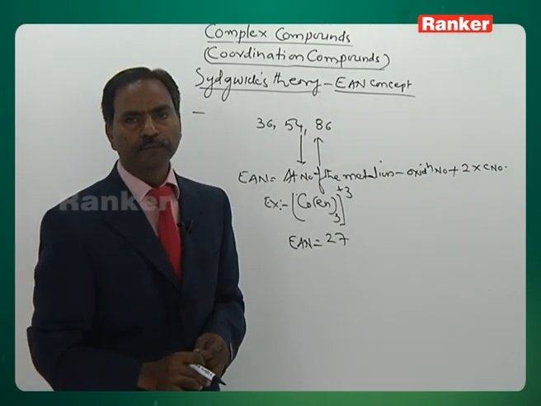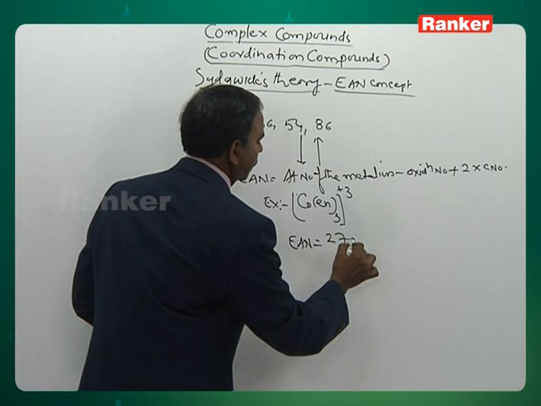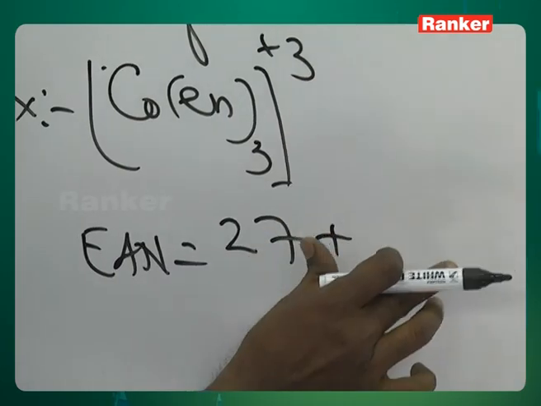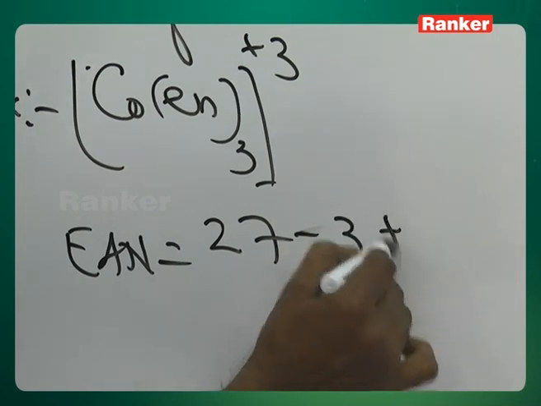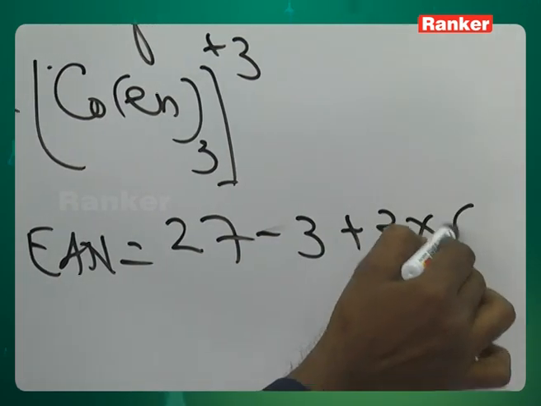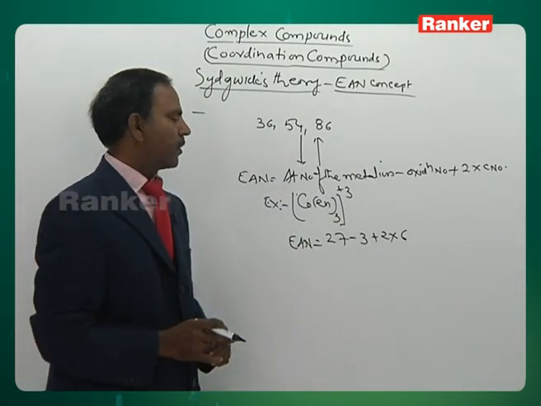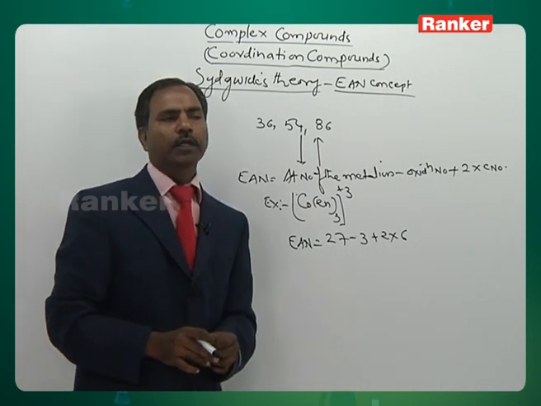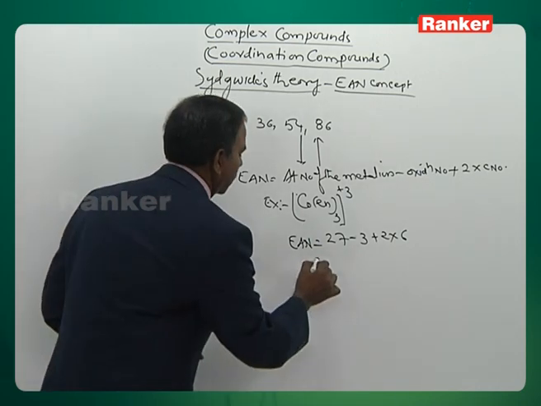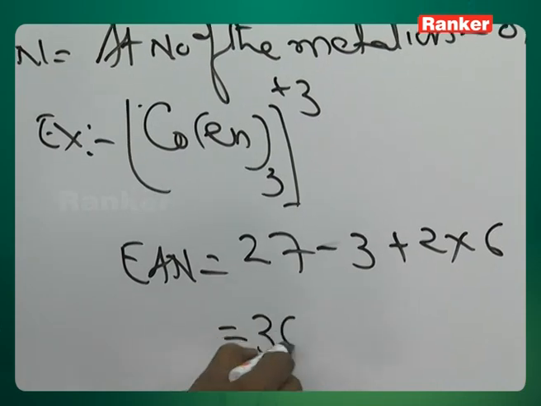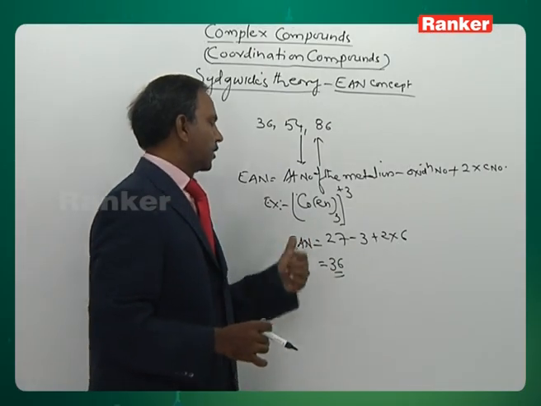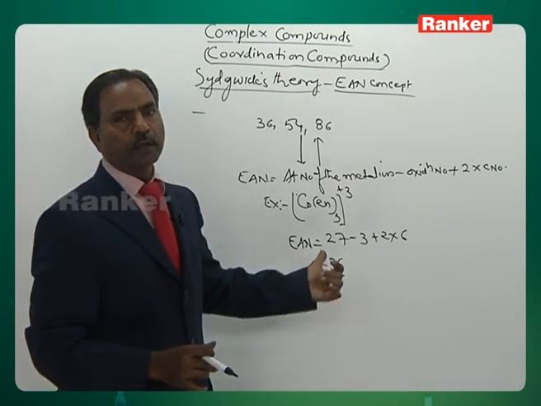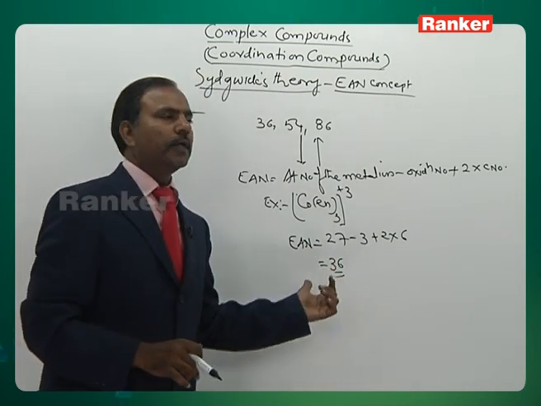The oxidation number is +3, therefore minus 3, plus 2 times the coordination number, which is 6. So 27 minus 3 plus 2 into 6. Then this effective atomic number comes to be 36. According to this equation, we have calculated that this complex has an EAN of 36.